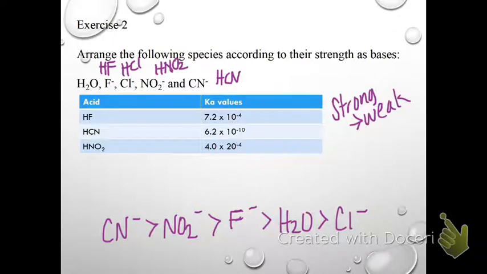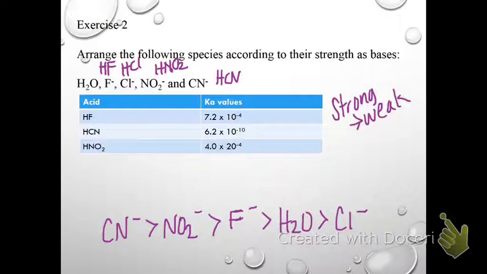Okay, so what you needed to do here was it asked for according to their strength as a base. So they want you to say strongest base to the weakest base. What we need to do here is see what acid did they come from. Because a weak acid will give a strong base, a strong acid will give a weak base. So I know immediately that HCl is the only strong acid that I have listed there, so it's going to be last in terms of strength as a base for Cl-.